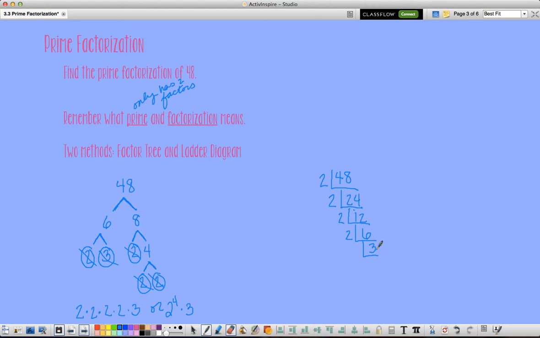Now the thing is, yes, 3 is prime, but you have to get your ladder down to 1. So the only number that 3 can be divided by, besides 1, because 1 is what we want to get to, is 3. So my prime factorization is each of these numbers, which turns out to be 2 times 2 times 2 times 2 times 3. So look at it this way. 1 times 3 is 3. 3 times 2 is 6. 6 times 2 is 12. 12 times 2 is 24. 24 times 2 is 48. So you know it works out. So you get 2 to the 4th power times 3.